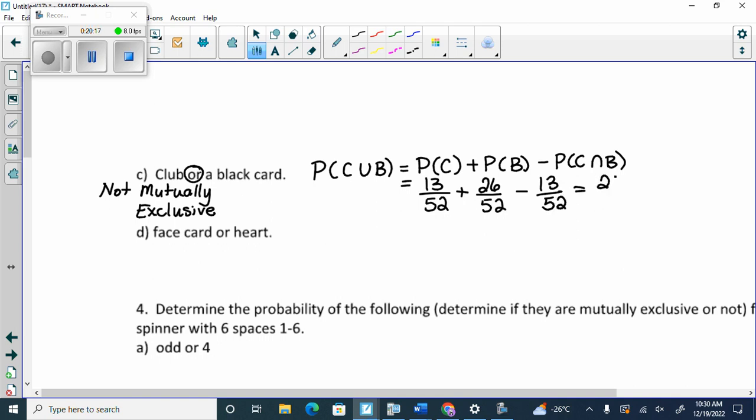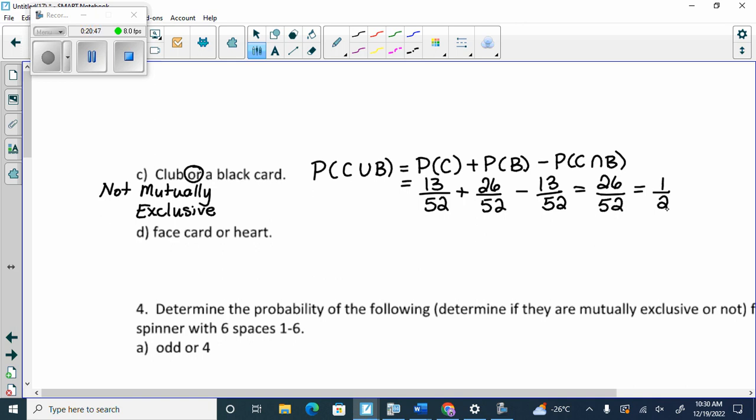Which, you guys, it should make sense. What is the probability of me getting a club or a black card? Well, the moment I get to pick the black card, it's half the deck, right? The clubs are included in that, so I still have 1 out of 2. When it's or, not and, because I'm asking you, I pick up one card, what's the probability this card is a black or a club? Well, half the deck is black or clubs, so 1 out of 2.